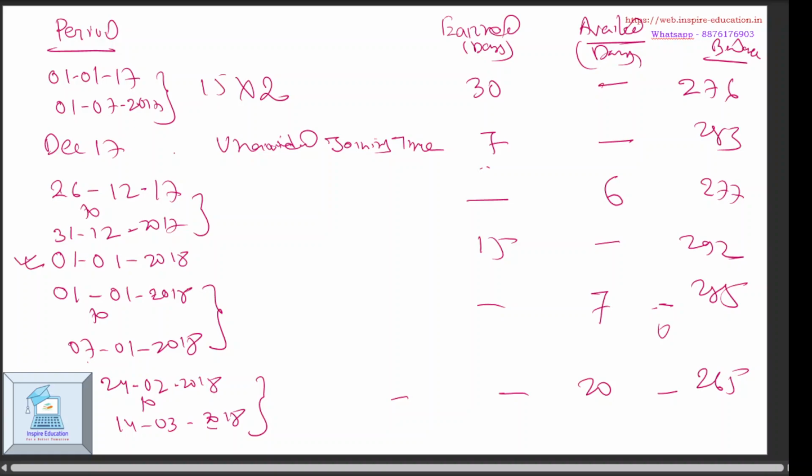So let us go to next page. We'll write period and number of days, availed days, and then balance. Okay. So 265 days, there is a balance of 265 days. Okay. Then what happened? Let us see.